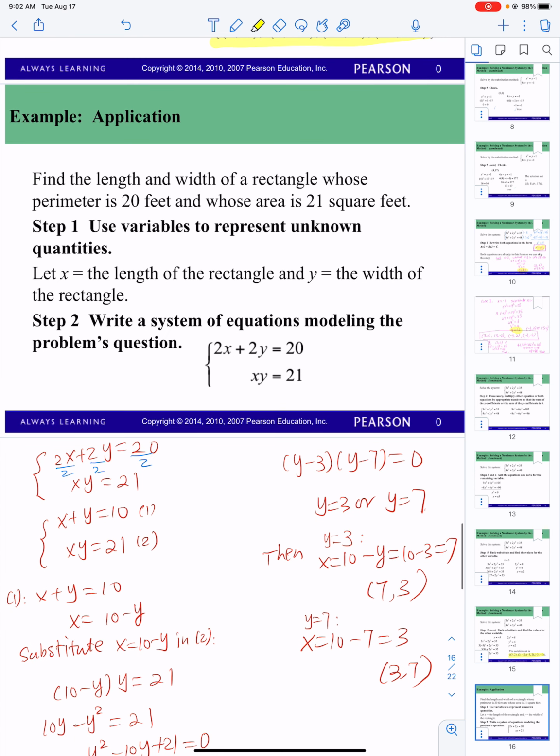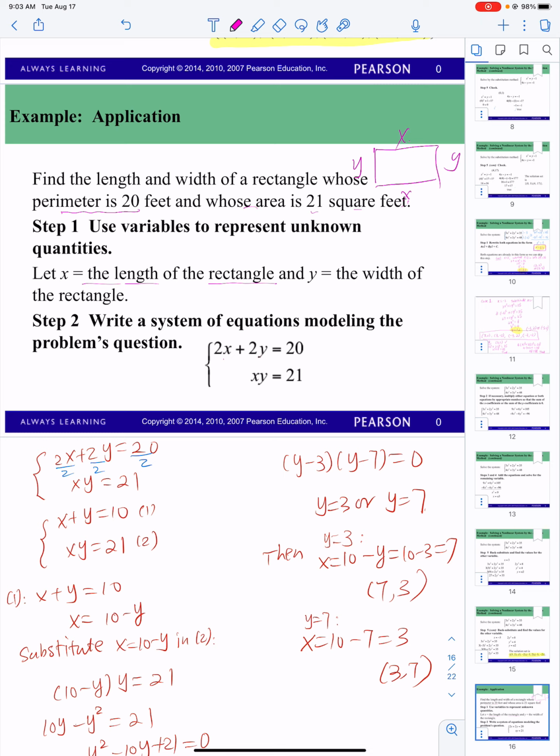So application question, okay? So what will be the application? Find the length and the width of a rectangle whose perimeter is 20 feet and whose area is 21 square feet. Yeah, so you let x be the length of the rectangle and y be the width of the rectangle, yeah? So what does perimeter mean? It means all four sides together, yeah? So you have x, x, y, y, so it's x plus x plus y plus y. So it's 2x plus 2y equal to 20.